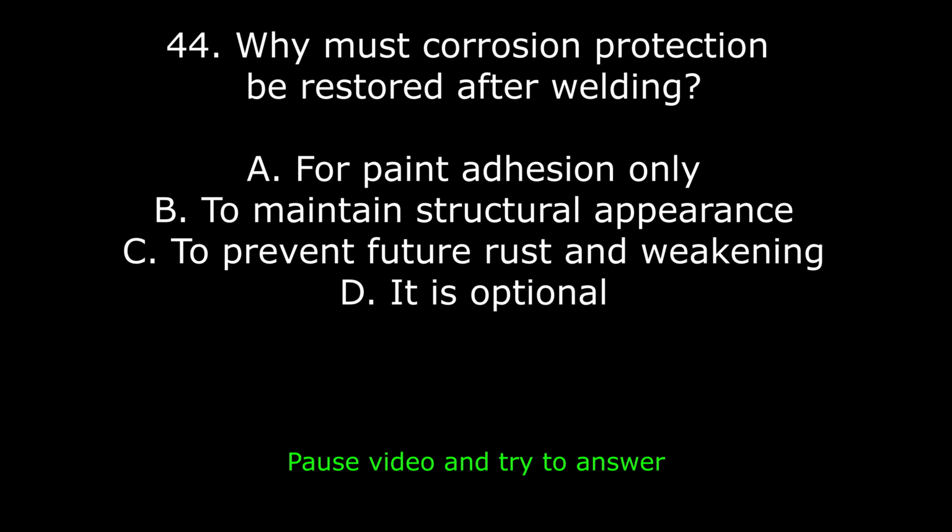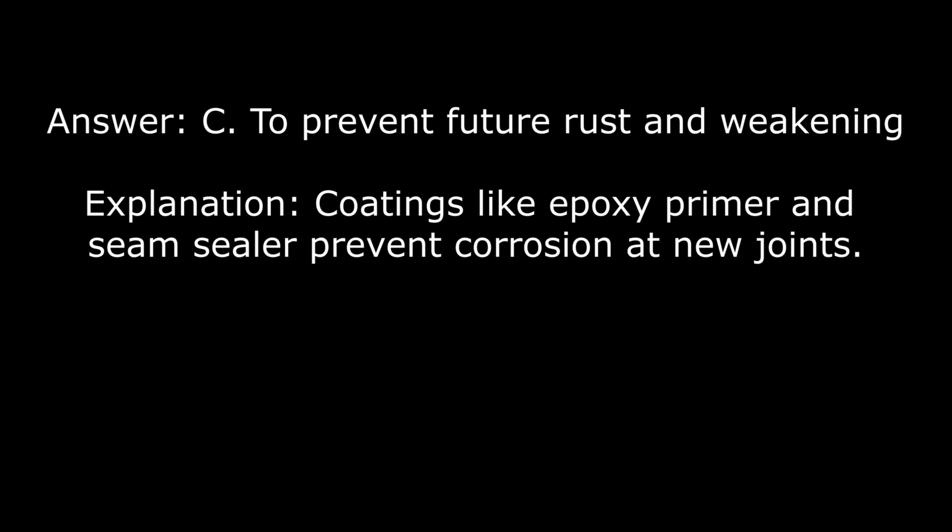44. Why must corrosion protection be restored after welding? A. For paint adhesion only. B. To maintain structural appearance. C. To prevent future rust and weakening. D. It is optional. Answer. C. To prevent future rust and weakening. Explanation. Coatings like epoxy primer and seam sealer prevent corrosion at new joints.